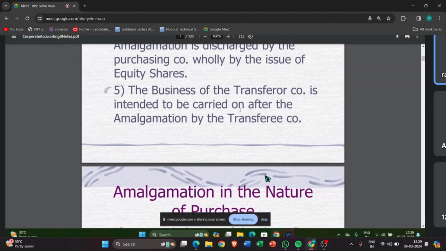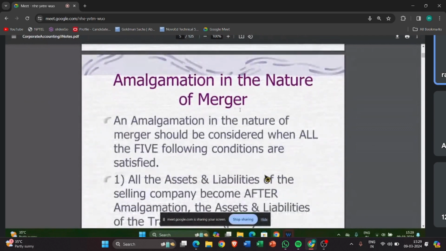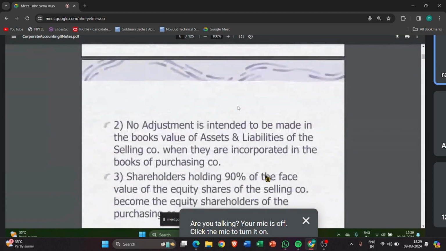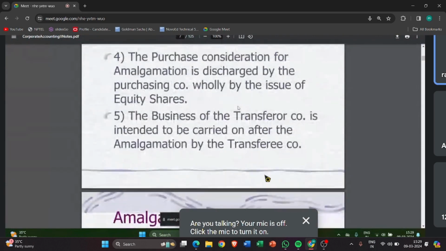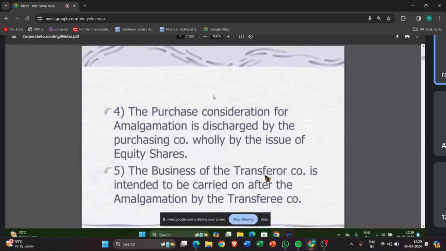So these are the 5 points which identify whether it's a merger or whether it's a purchase. If all 5 are satisfied, it is a merger. If any one is not satisfied, then it is a purchase. This is important even for your theory question. Is it clear? 5 conditions.